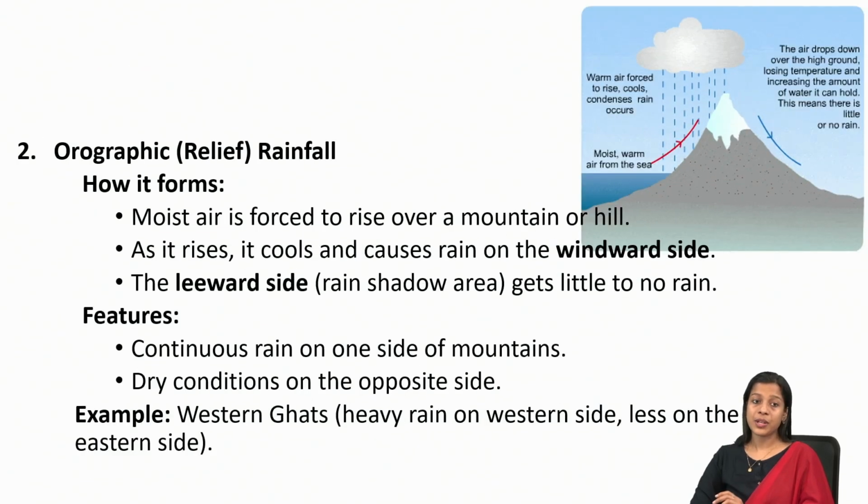The next type of rainfall is orographic rainfall. Orographic rainfall occurs when moist air is forced to rise over mountains or hills. As the air rises, it cools and produces rainfall on the windward side. The opposite side, known as the leeward side, receives very little rainfall and is called the rain shadow region. A common example is the Western Ghats in India.